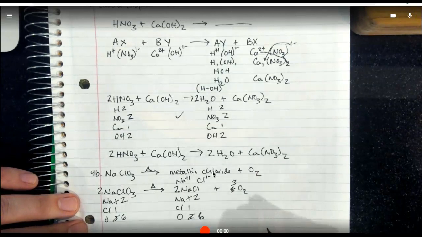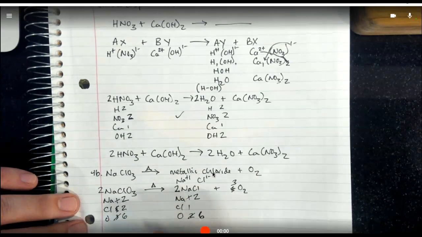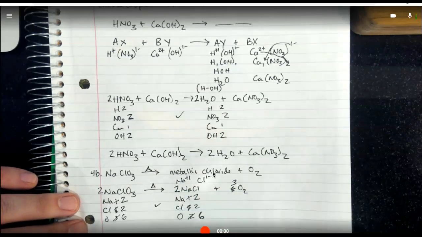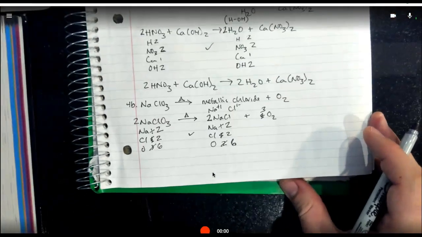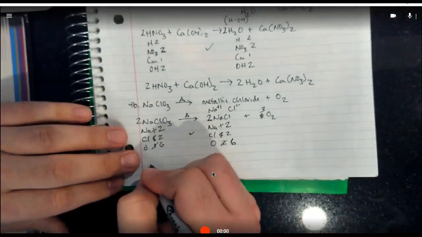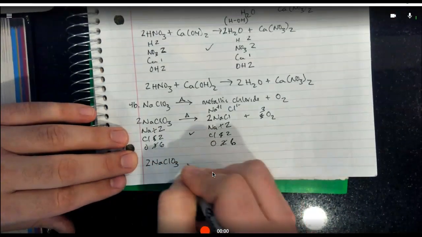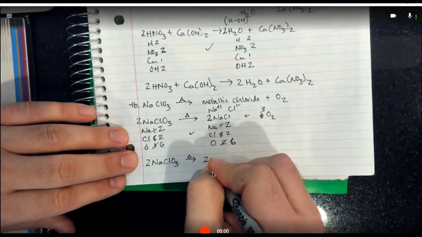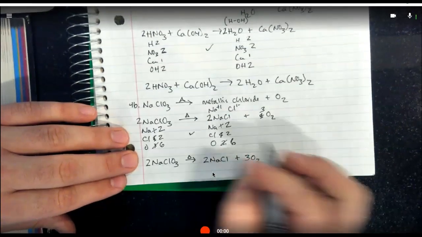So now we have 2 sodiums, that 2 distributes, and we have 2 chlorines. So we've got a balanced chemical equation there. So what we're looking at is, for our answer, 2 moles of sodium chlorate decompose in the presence of heat to give us 2 moles of sodium chloride plus 3 moles of oxygen gas.